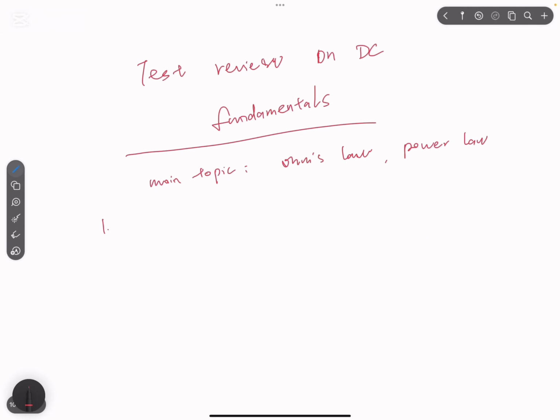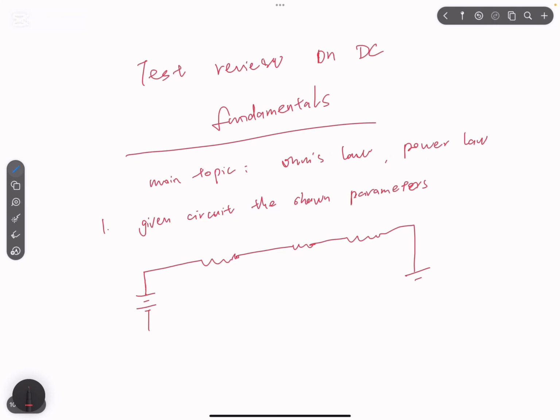Now let's look at question 1. So we have a circuit with shown parameters. Let's say we have a circuit like this. We have one resistor here, we have another one more, another power source. So this is the ground, this is the ground.